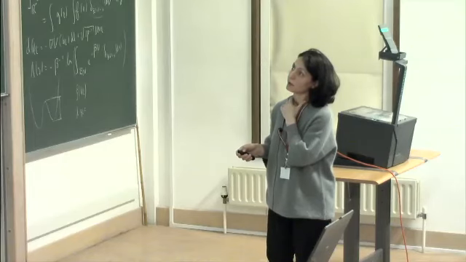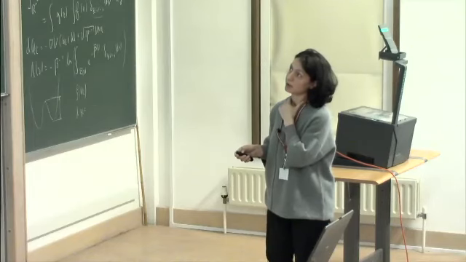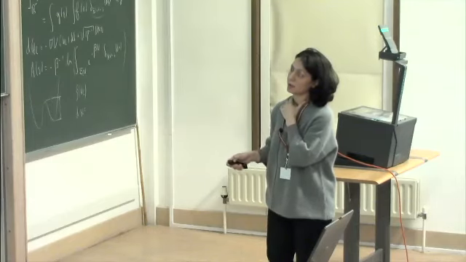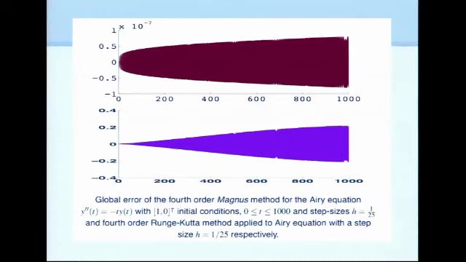And for example, if we truncate that expansion, then the sixth order Magnus method with Gaussian points will look as follows, where B can be obtained from the original matrix A. And a couple of numerical examples on the global error of the fourth order Magnus method for the Airy equation, and step size is 1/25. And this is compared with the Runge-Kutta method. We can see 10 to the minus 7 and nothing here.